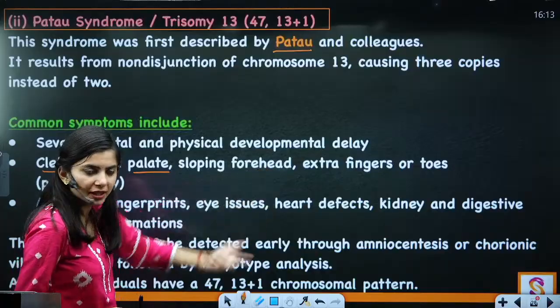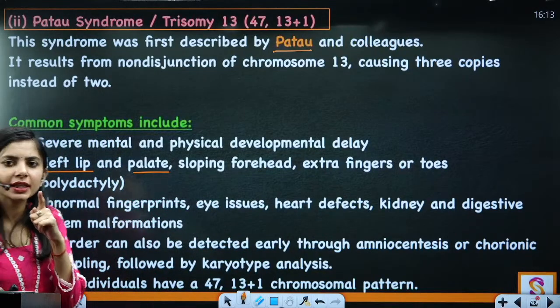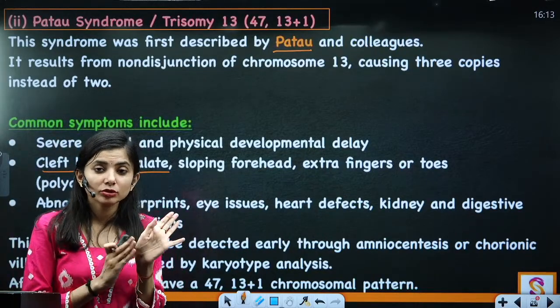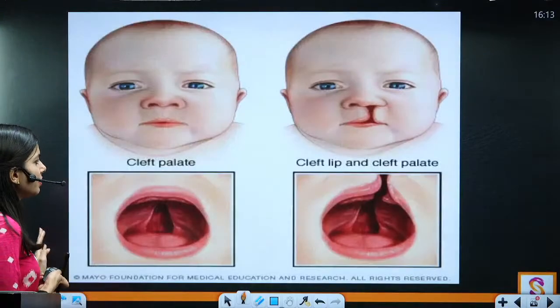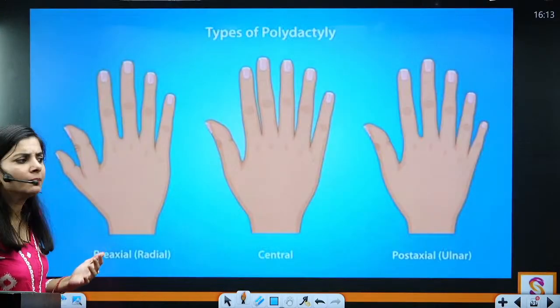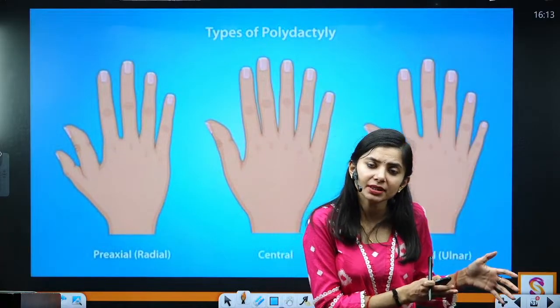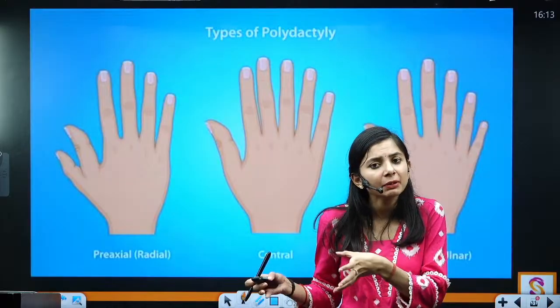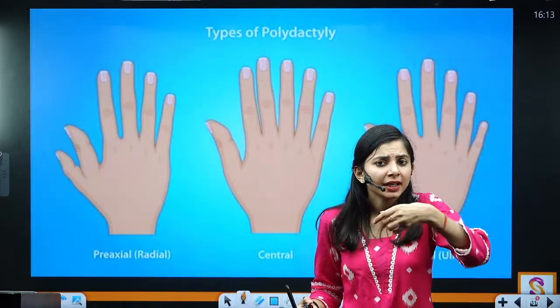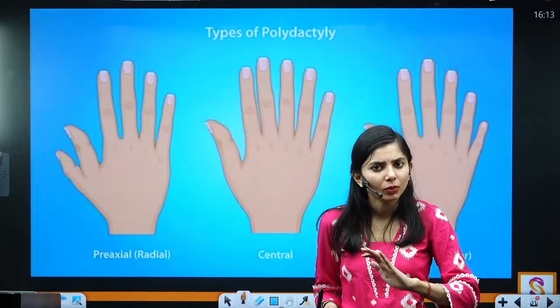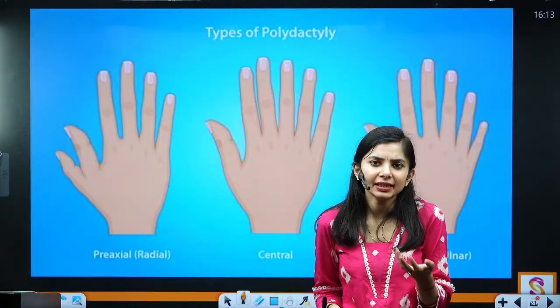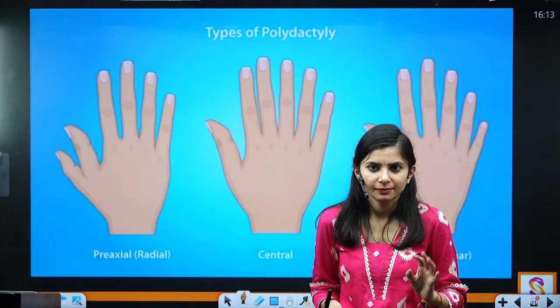Extra finger would be there. So you must have noticed Hrithik Roshan. He also has an extra finger, polydactyly. One more thing, not every single person would have the same symptoms. Different people have different symptoms. Intensity may be high, intensity may be low, depends on that. But again, that person is not going to be infertile.